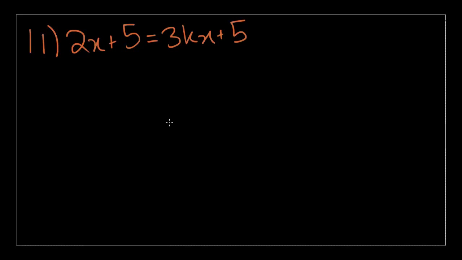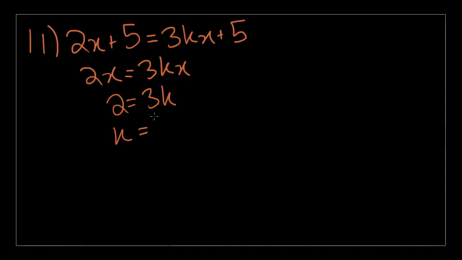So let's just start simplifying this equation. We can subtract both sides by 5. So we will get 2x is equal to 3kx. We can divide both sides by x to get rid of the x. So 2 is equal to 3k, or 3k is equal to 2. And k is equal to 2 over 3. And that's choice E, which is the correct answer.